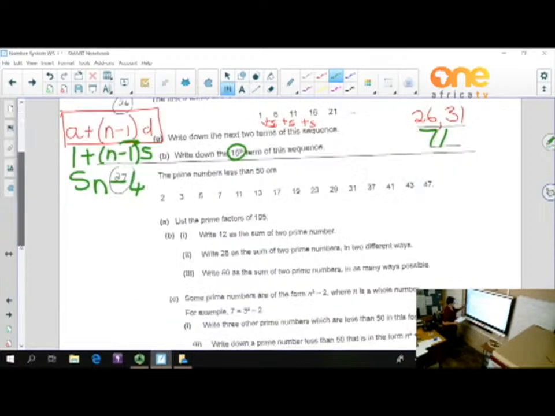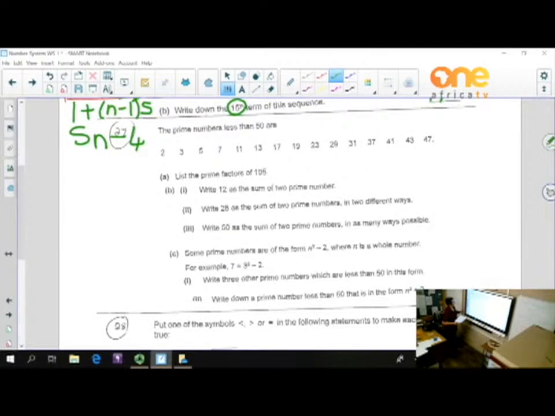Question 27. The prime numbers less than 50 are. So these are all prime numbers. What is a prime number? You can only divide by 1 and itself. 1 is not prime. 2 is the only even prime number. So in the first place, they say the prime factors of 195. What can divide into 195? You have the list there in front of you.